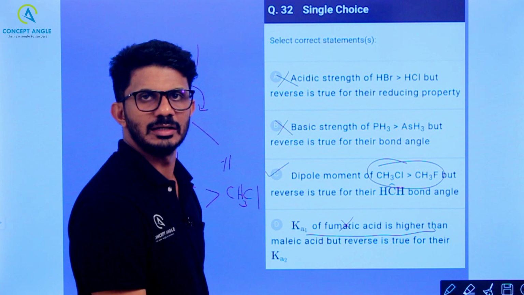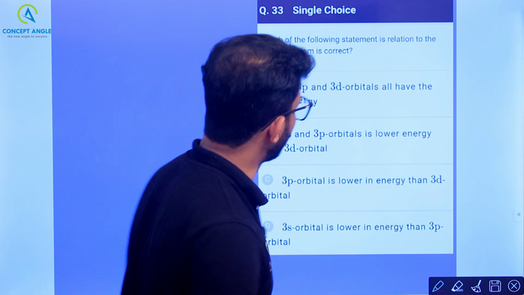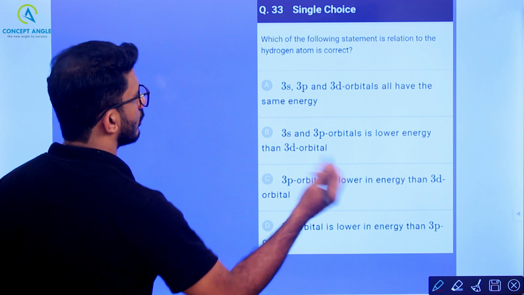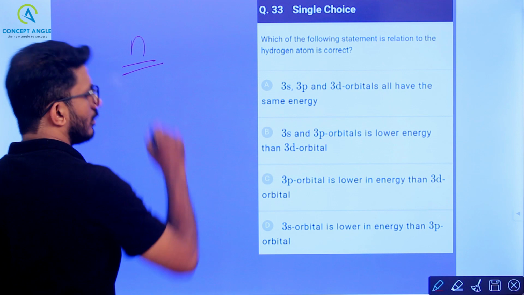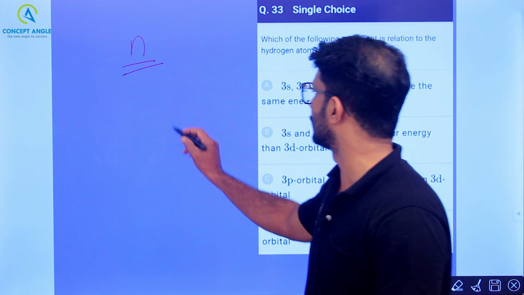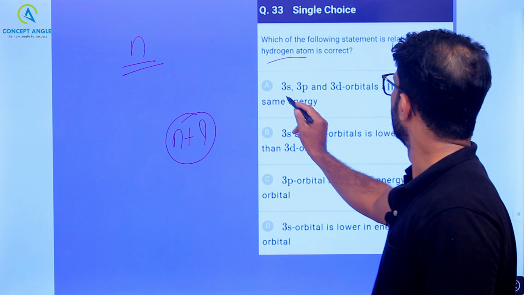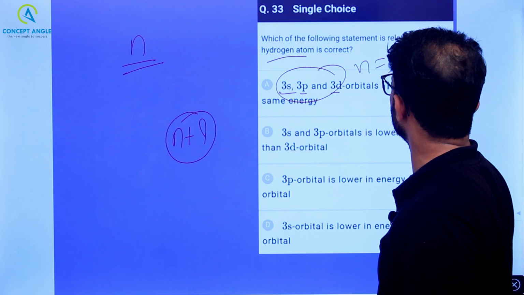So the next question is question number 33. Which of the following statements in relation to the hydrogen atom is correct? That is about the energy of orbitals. For energy of orbitals, there are two rules. The first one is for hydrogen and hydrogen-like species, that means one-electron species, the energy depends only on the value of n. If n is the same, that means if the shell is the same, they have the same energy. And for other multi-electron atoms, it depends on n and l, so we follow n plus l. So this is a hydrogen atom, so we should only consider n. Here 3s, 3p, 3d all have n equal to 3, so the energy should be the same. All having the same energy is the correct statement. All others are wrong statements.